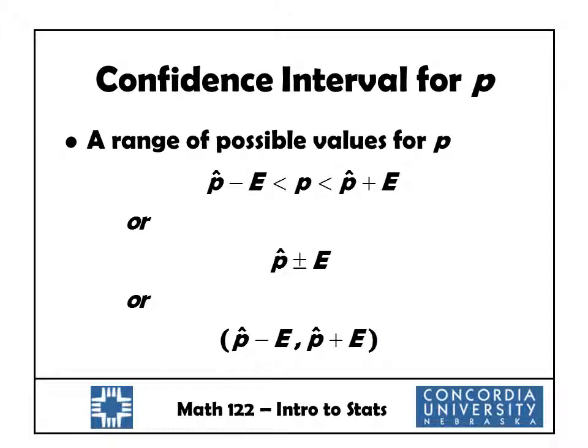Now once we get that margin of error, we calculate a confidence interval for p, which is a range of possible values for p. And it takes one of three different forms: p hat minus E up to p hat plus E, or you can write it as p hat plus or minus E, or we can write it in interval notation like this. They all mean the same thing, it's just different ways of stating it. We usually use that first kind. However, the news media often uses the second kind.